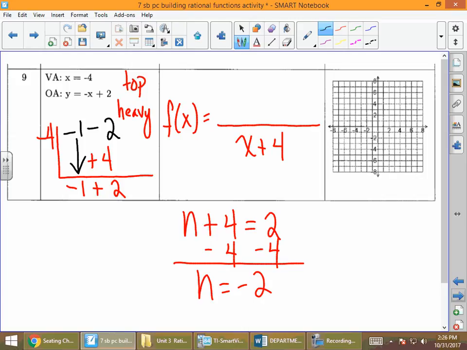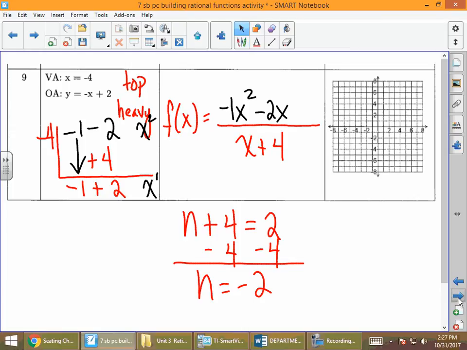And one last time. This is x to the first. So this was x to the second, 1 degree more than the denominator. So up here then it would be negative 1x squared minus 2x. And I usually add 5.